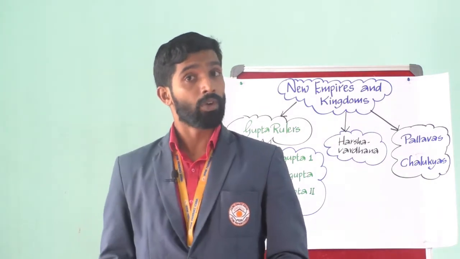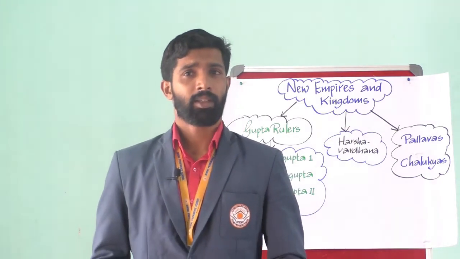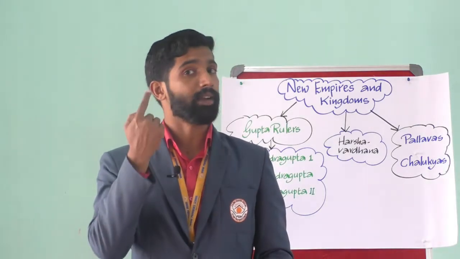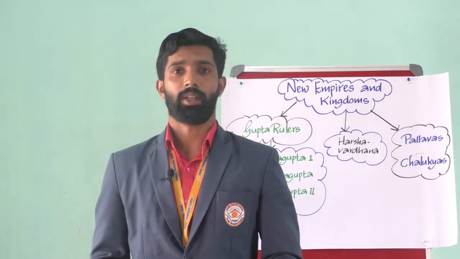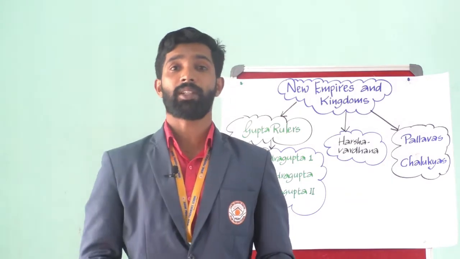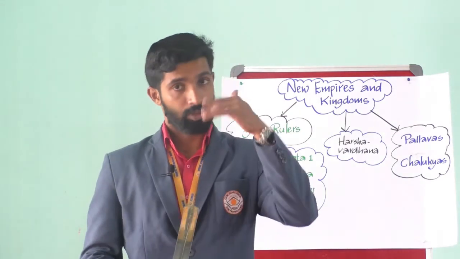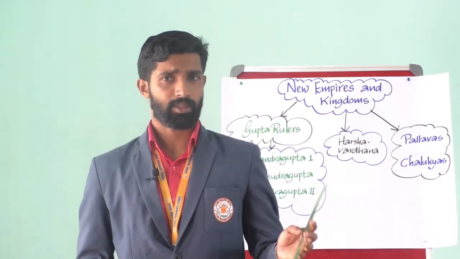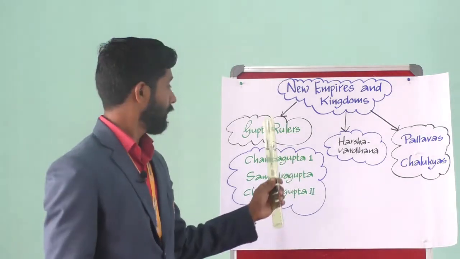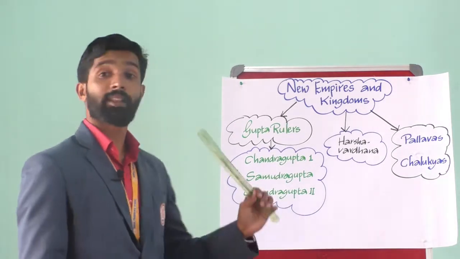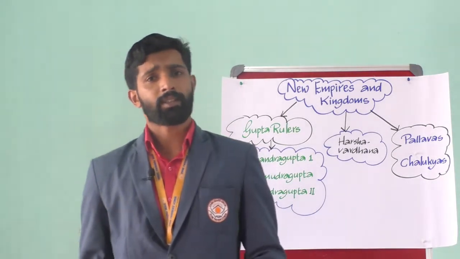After the fall of the Kushanas in north and the Satavahanas in south, remember the name, we can see the emergence of the Gupta Empire, which established its hold over good parts of both north and South India. And do you know who the Gupta rulers are? They are mainly Chandragupta I, then Samudragupta and Chandragupta II. So let us learn more about them.